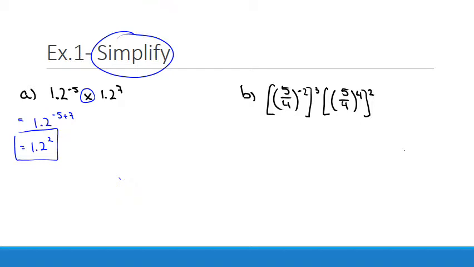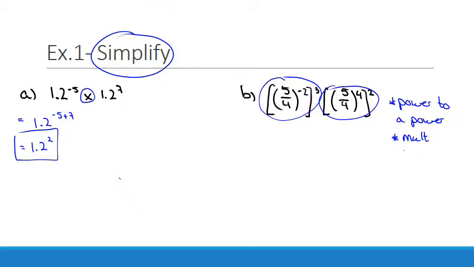All right, more going on in this one. Things I see: I see power to a power. I also see its multiplication. So I'm going to deal with the power to a power first. Once I simplify those, then I'll multiply them together. So power to a power, I remember my exponent law for that. I multiply my exponents. So I'm going to get, here's my base, 5 over 4 to the power of 4.